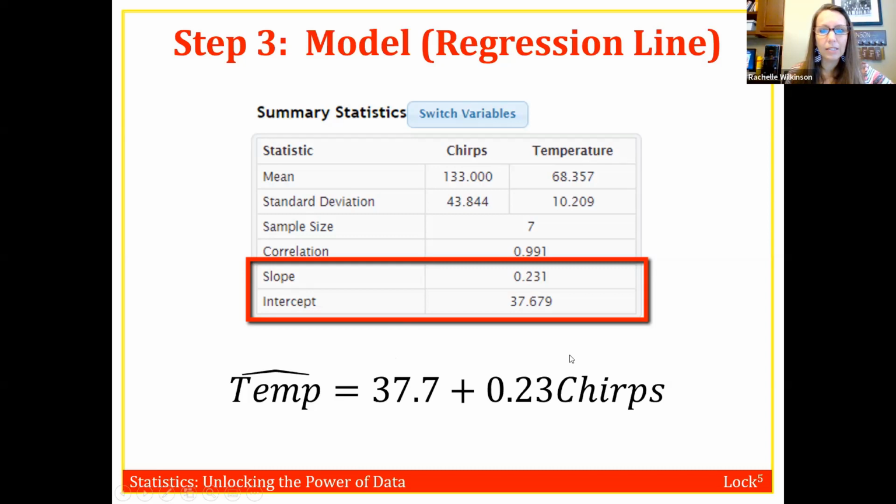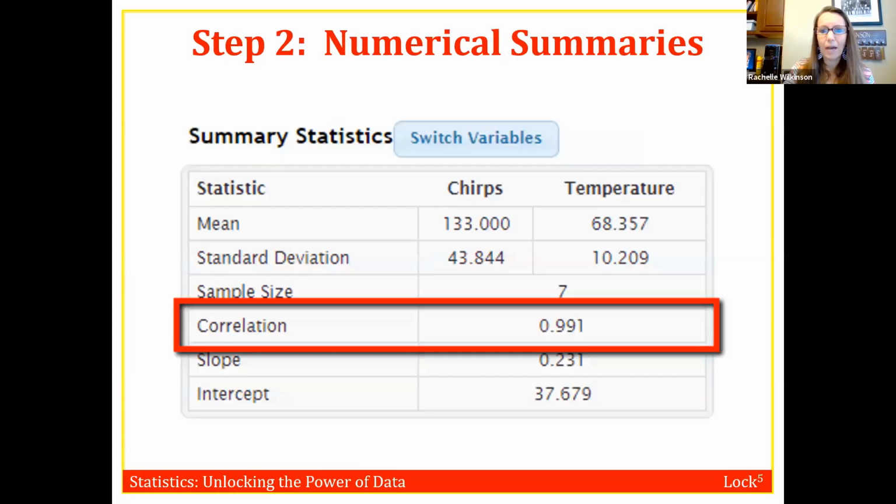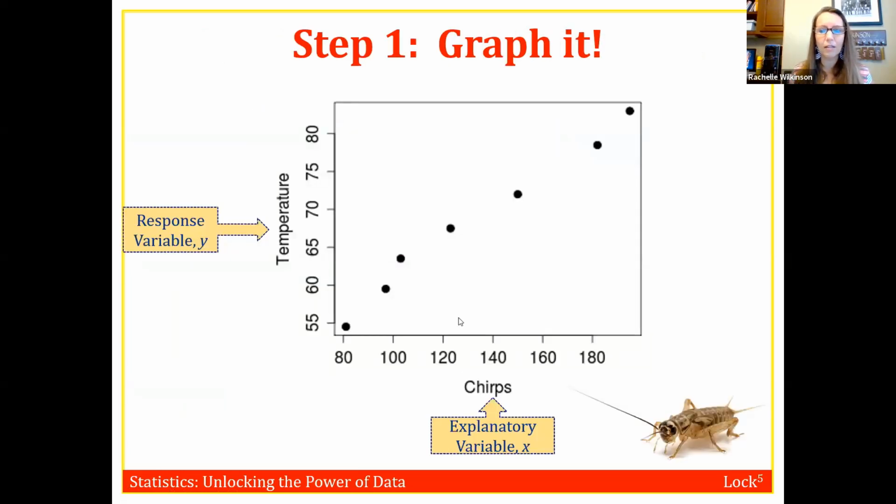So let's talk about these different parts of the model here. Okay, first of all, let's look at the intercept, this 37.7. Remember, if we're interpreting this value, what that would mean is that if chirps was equal to 0, then we would expect the temperature outside to be 37.7, which probably doesn't make sense in the context of this model. And if we look back at our scatter plot, we can see that really the data was only collected between about 80 and 200 chirps.